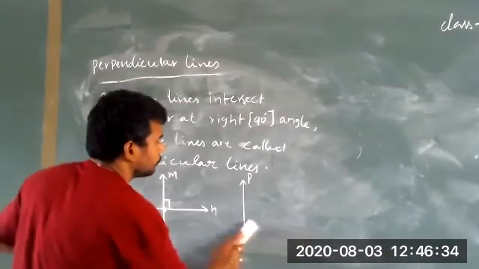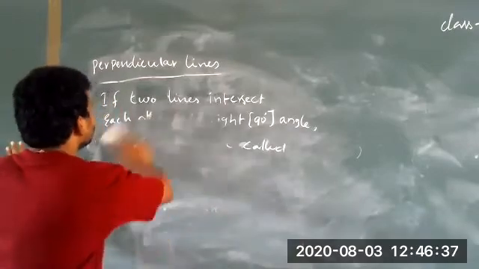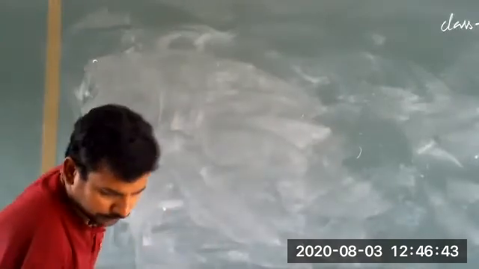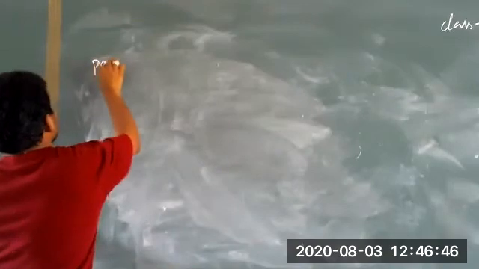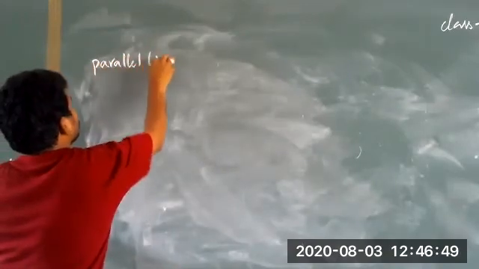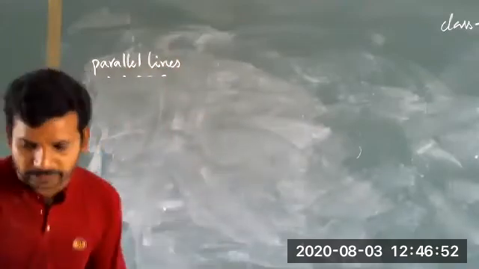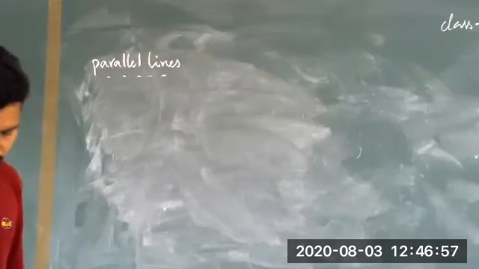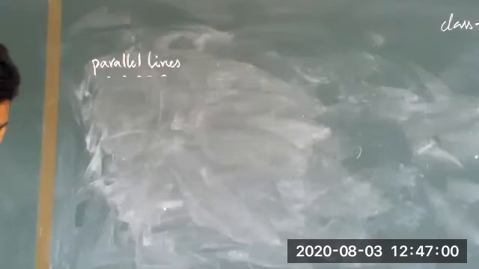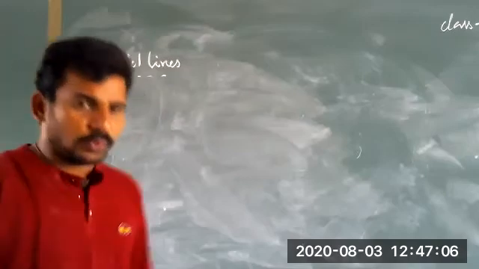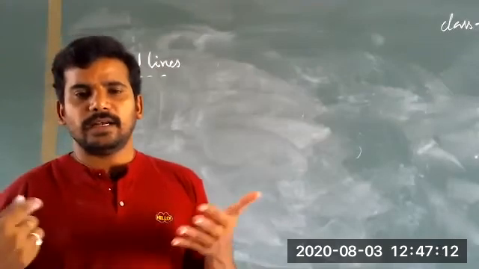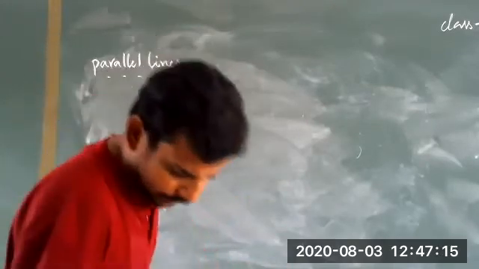Parallel lines. What about parallel lines? If two lines on a plane do not intersect each other at any point, then the lines are called parallel lines.